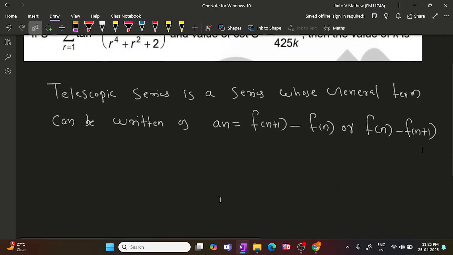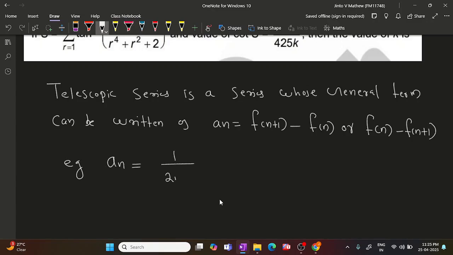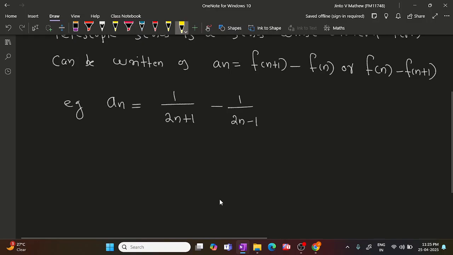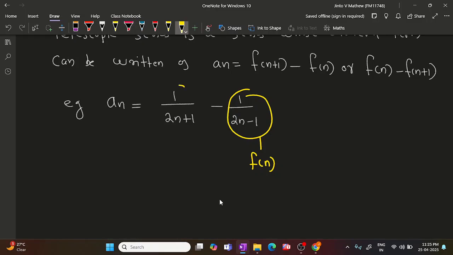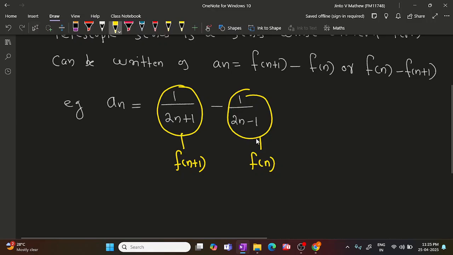I am going to show you an example of the nth term of a telescopic series. a_n is equal to 1 by (2n+1) minus 1 by (2n-1). Here, if you observe carefully, if we call this particular term f(n), then replacing n by n+1 gives this term. So it is of the form f(n+1) minus f(n). So what does it mean? It is the nth term of a telescopic series.